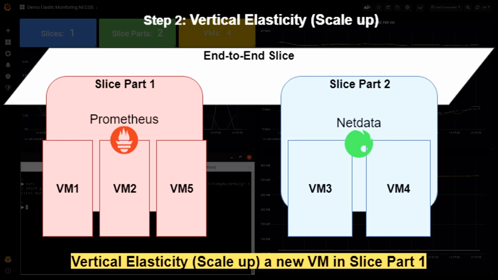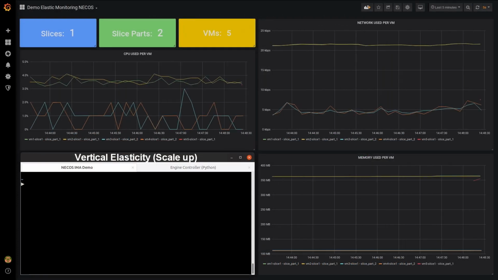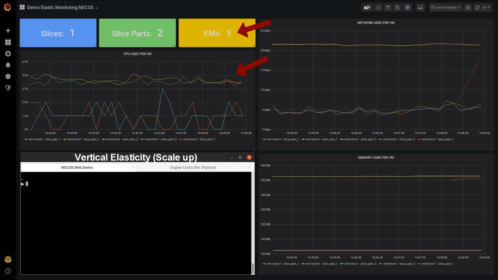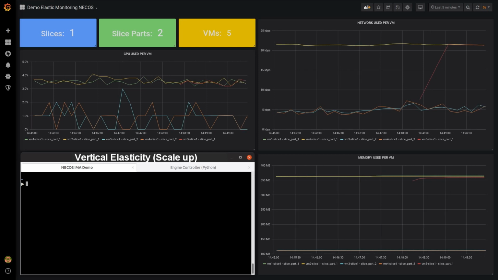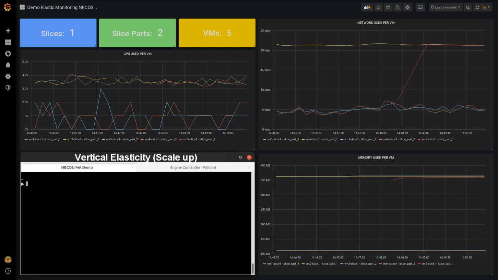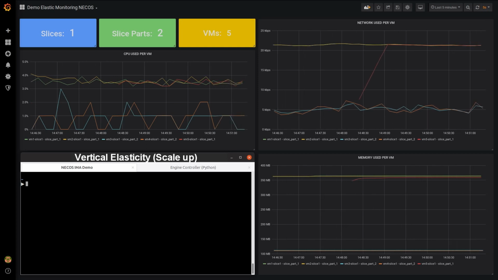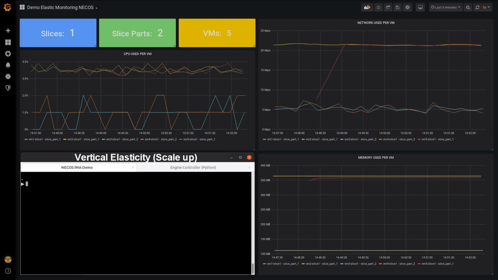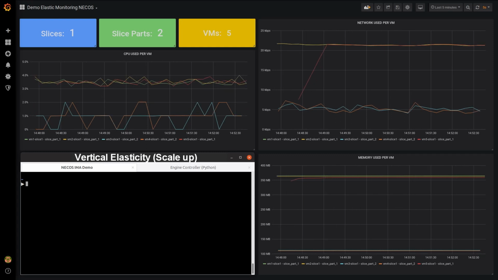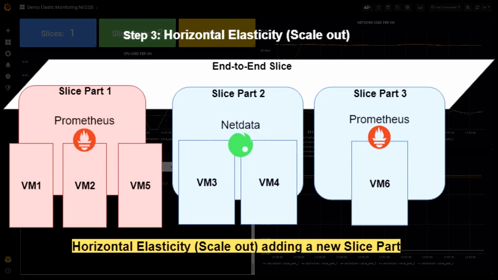Now we have the scale up vertical elasticity, where we are adding a new VM inside slice part number 1. Remember, slice part number 1 was monitored by Prometheus, and slice part number 2 was monitored by Netdata, and our components are responsible for interacting with these monitoring entities in order to gather these metrics in a uniform way.